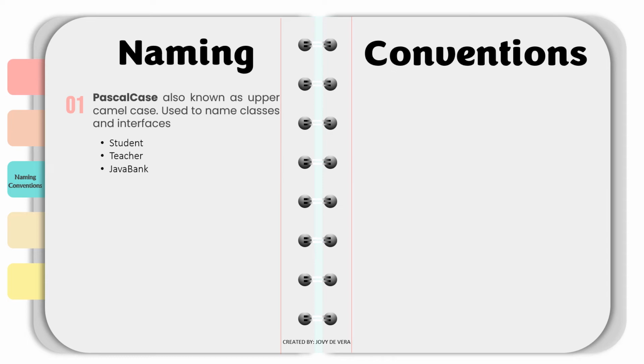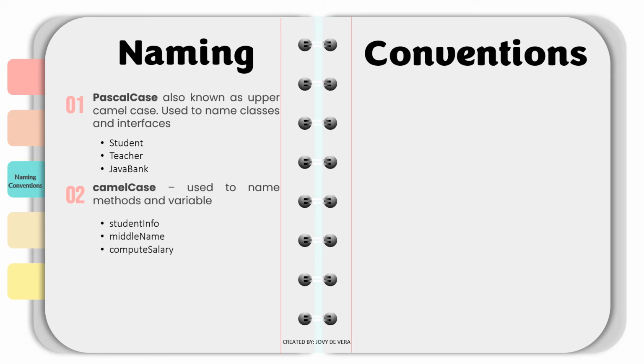The next one is a camel case. Camel case is used to name methods and variables. Okay. Example, the following are variables: studentInfo, middleName. Examples of method, let's say computeSalary. So the first word is encoded in small letters. However, the second word must start with a capital letter. So it is very clear here, guys, na kapag methods and variables, camel case ang gagawin.